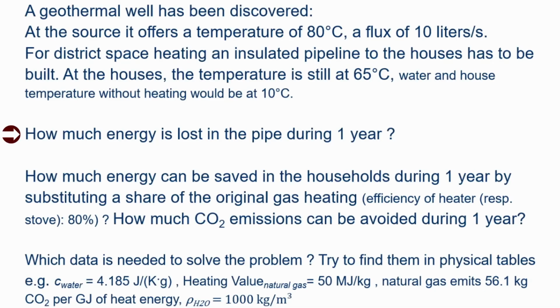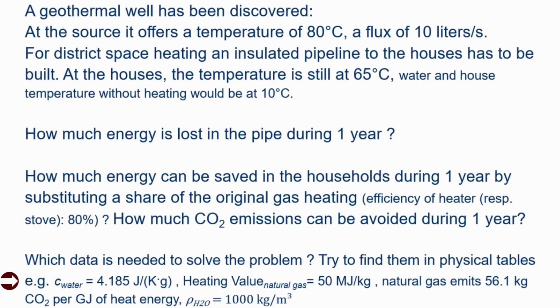First question is, how much energy is lost in the pipe during 1 year? How much energy can be saved in the households during 1 year by substituting a share of the original gas heating? We consider the efficiency of the gas heater or the stove of 80%. How much CO2 emissions can be avoided during 1 year? What data we need for that problem? Try to find them in the physical tables. I give some of them.